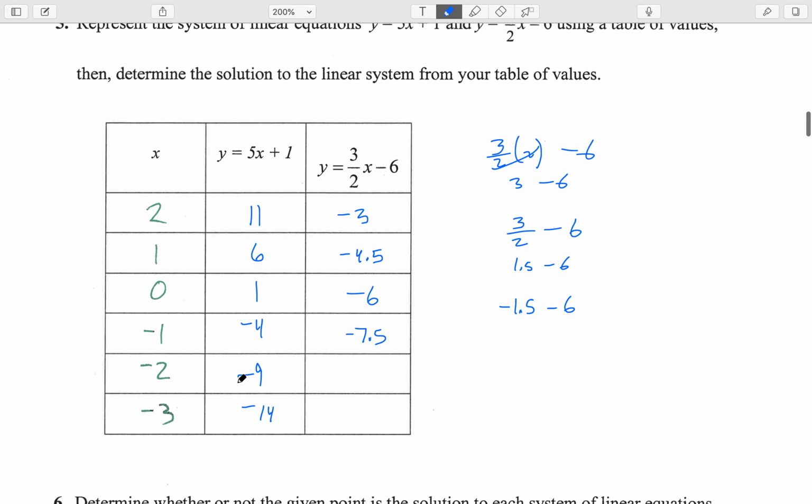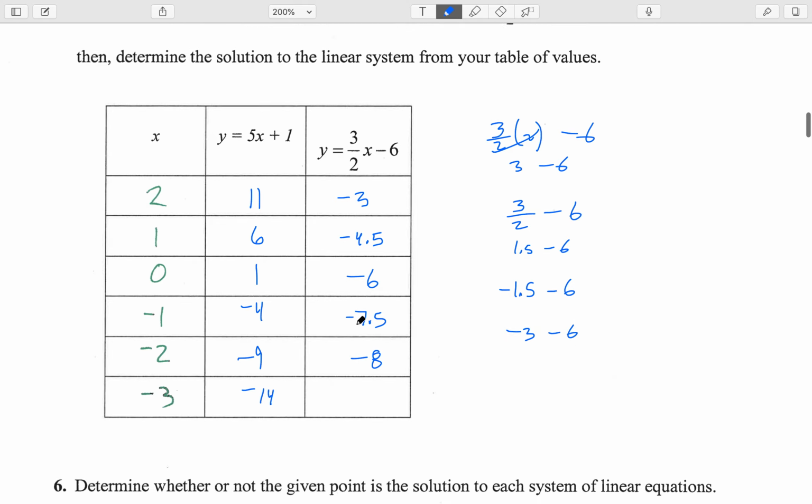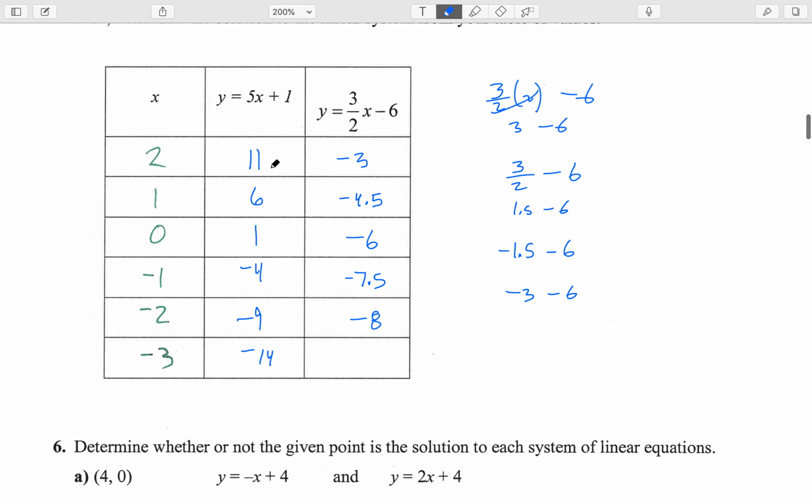Oh man, is this going to work? Take negative 2, plug it in. So 3 over 2 times negative 2, which is negative 3, minus 6, which is going to be negative 8. Okay, so 3 over negative 3 times 3 over 2. So negative 9 over 2, which is negative 4.5, minus 6, which is going to be negative 10.5.